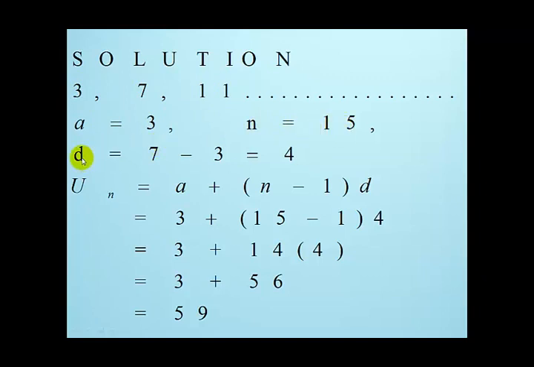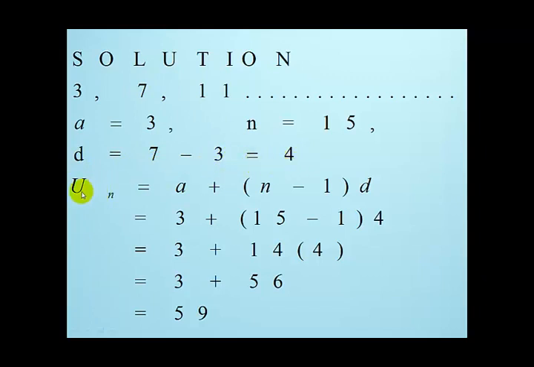And the common difference is equal to 7 minus 3. That is the second term minus the first term, or it can be your third term minus the second term. You will still get the answer 4. So the common difference is equal to 7 minus 3, and 7 minus 3 is equal to 4.